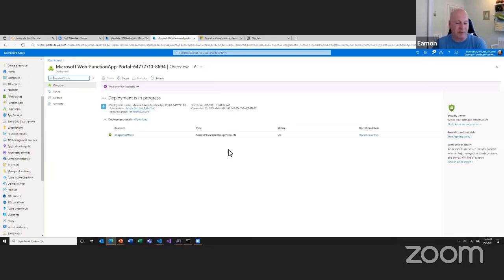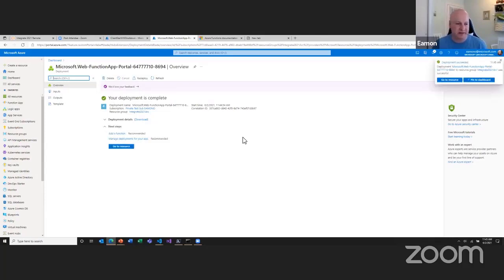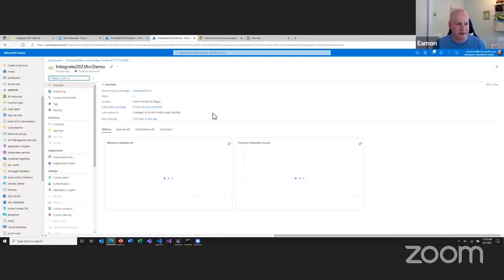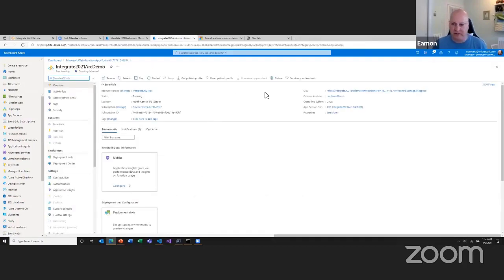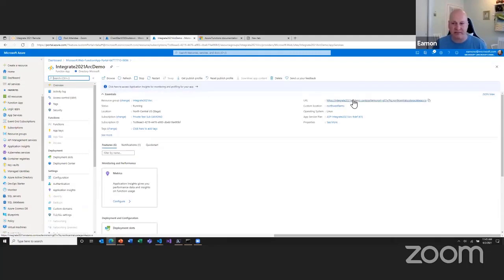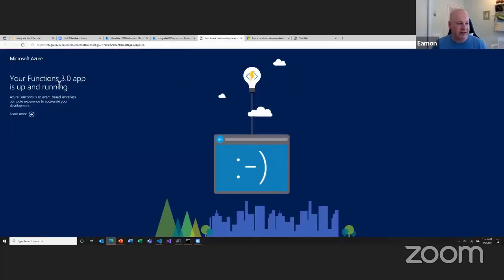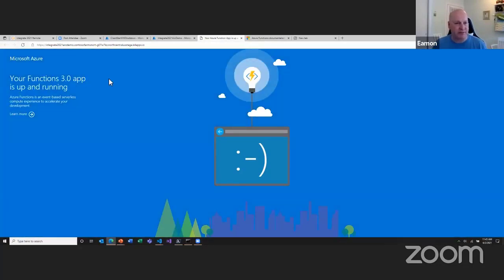One of the things about going with Arc is that you get that same developer and management experience, no matter where it's being hosted. So I can go to the resource. And now you can see that it's been hosted on Northwest Farms. And it's actually been hosted on a Kubernetes environment. It's not being hosted inside of Azure. So I can click in, and yes, my Functions 3.0 app is up and running.